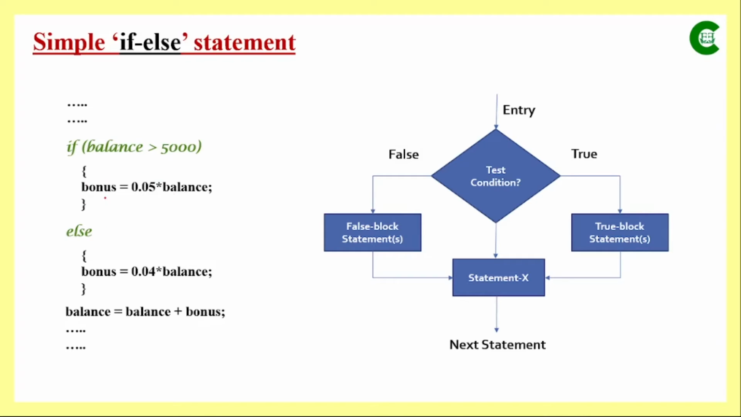It will not process this statement; rather, this statement will be processed when the balance is multiplied by 0.04. But whether the condition was true or false, whether the bonus has been calculated based on this formula or that formula, the program flow will always go to this part, where the balance is added with the bonus, or the previous balance is added with the newly calculated bonus, and then the summation is saved in the balance variable again.